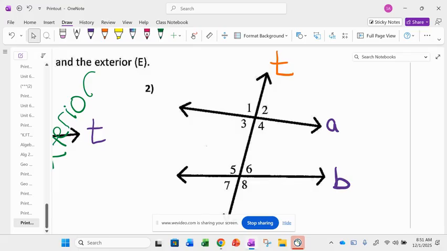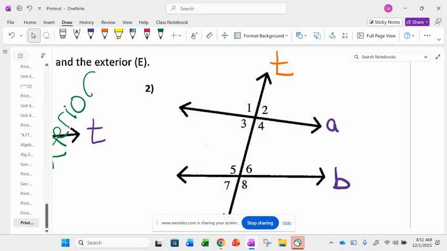Can anybody say a different pair of corresponding angles that are sitting in the same spot, but just different lines? Oh, 4 and 8, perfect. Look, they're both sitting below the lines, but this time to the right of the transversal. What else? There's more corresponding angles. Noah? 1 and 5, excellent. 1 and 5 are both sitting to the left of the transversal, but above their lines. There's another pair of corresponding angles: 2 and 6.